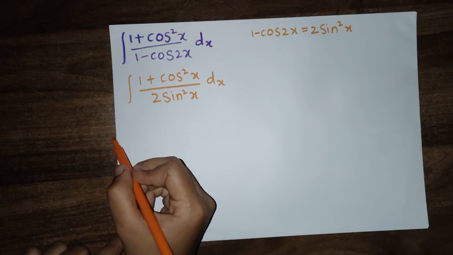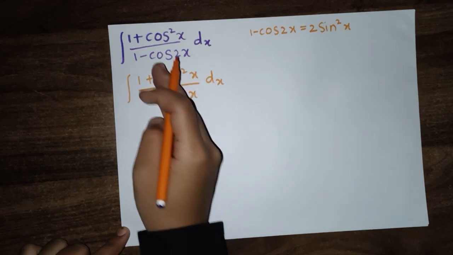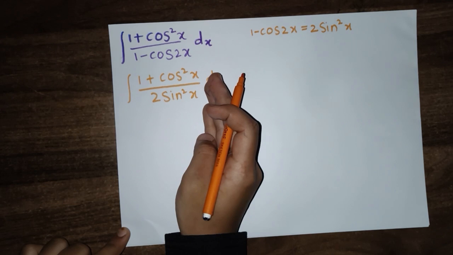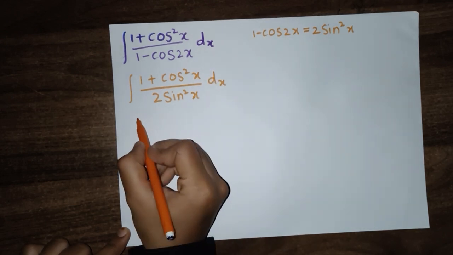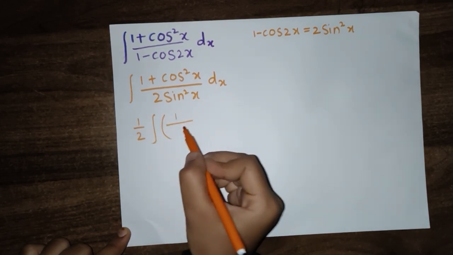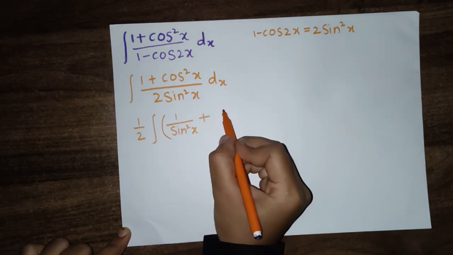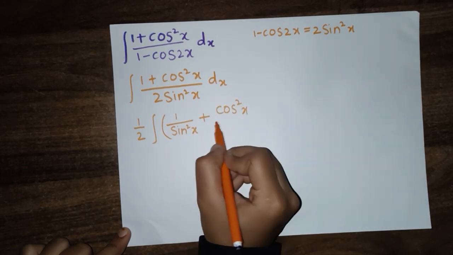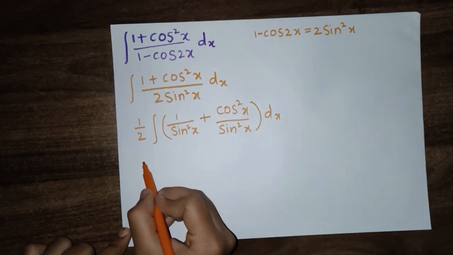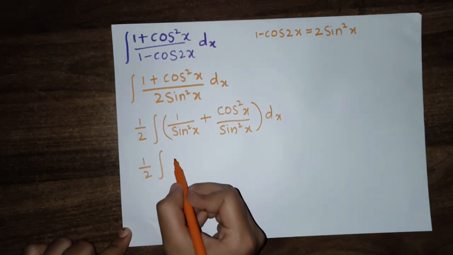Now the second thing we have to do: firstly remove the constant before the integral and then separate the two terms. Okay, is it clear? We removed 1/2, integration of 1/sin²x plus cos²x/sin²x into dx.